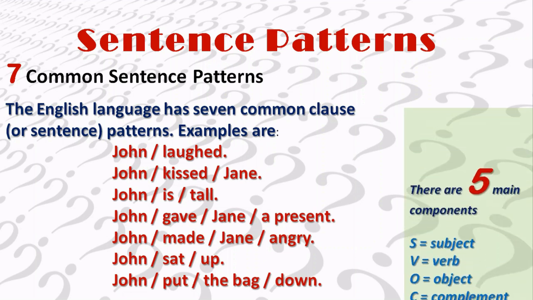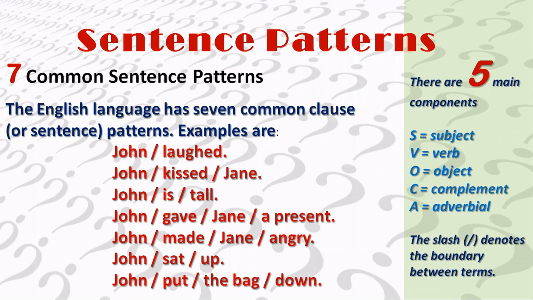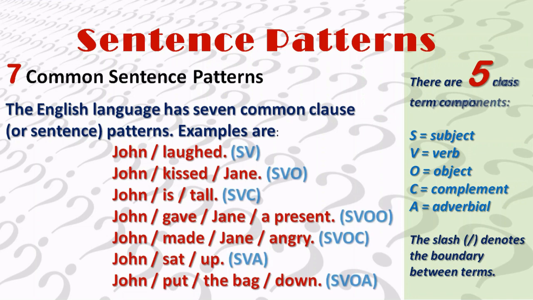There are 5 main components that we're interested in terms of sentence patterns. S is subject, V is the verb, O is an object, C is a complement, and A is an adverbial. And then we split them up with the slash, which denotes the boundary between these terms. Now, let's have a look at this in more detail.